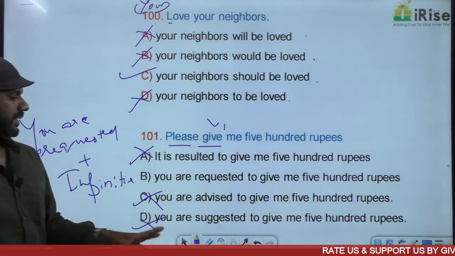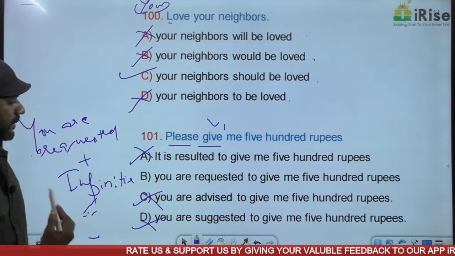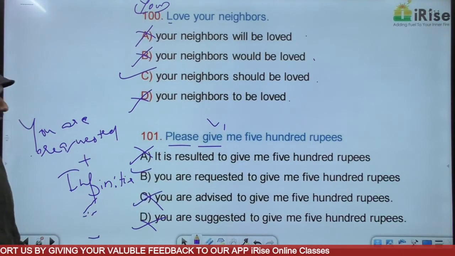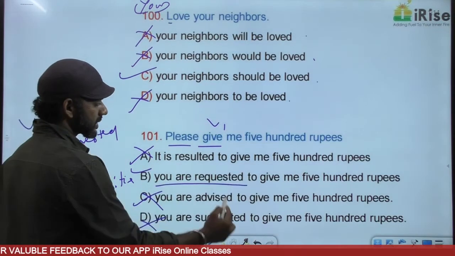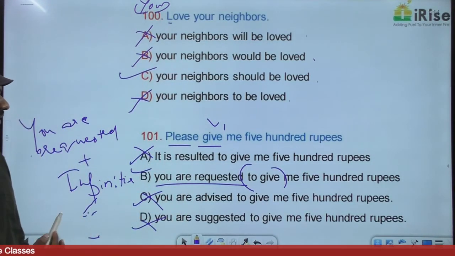Your request is not here. It's not an advice because please is there. It's not a suggestion because please is there. Gone. The answer must be B. You are requested to give me 500 rupees. You are requested plus to give, the infinitive. The answer must be option B.